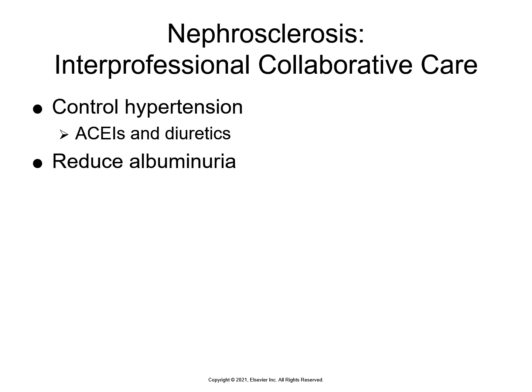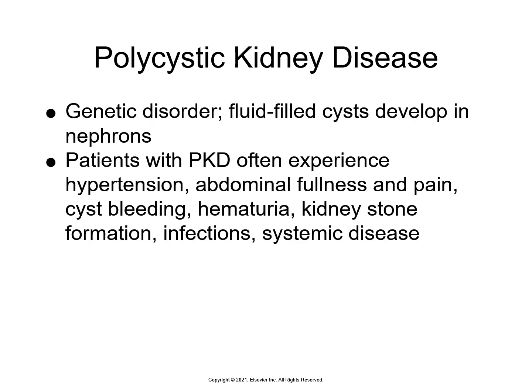Okay, so let's move on now to polycystic kidney disease. Polycystic kidney disease is a genetic disorder. What happens is that fluid-filled cysts develop in the nephrons. Oh, remember what nephrons are? It is an inherited disorder in which fluid-filled cysts become present in the nephrons.